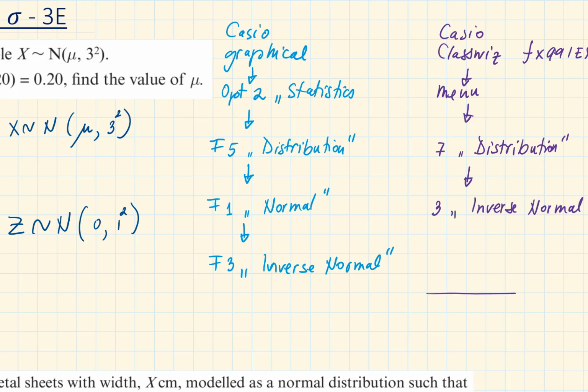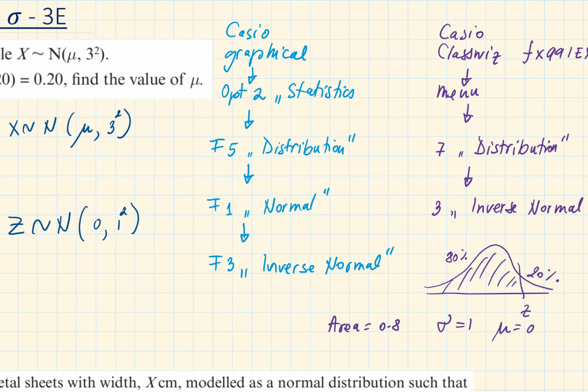And we are going to use for the area representing the shaded part on the left hand side of the graph. On the top part we had 20%, therefore the shaded part will be 80%. What we need to type in the calculator is area is equal to 0.8 or 80%, standard deviation is 1, and the mean is 0. Press equal and you will have the z value equals 0.8416.